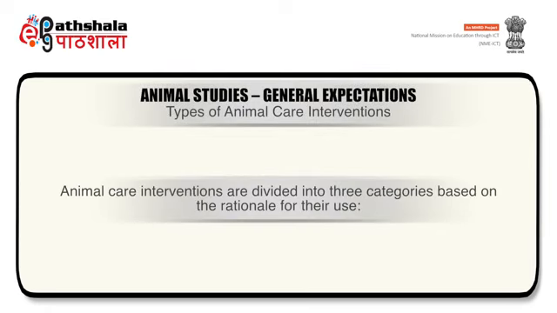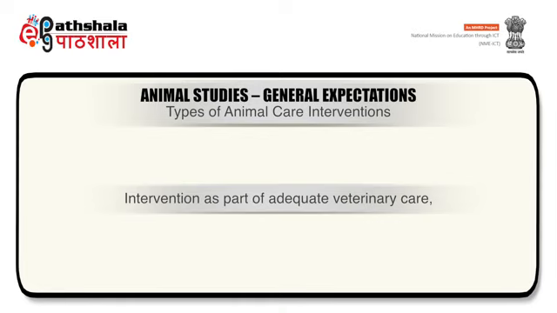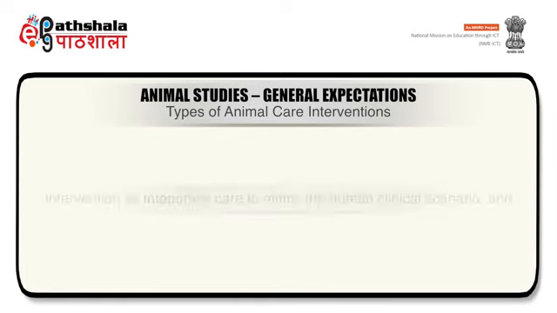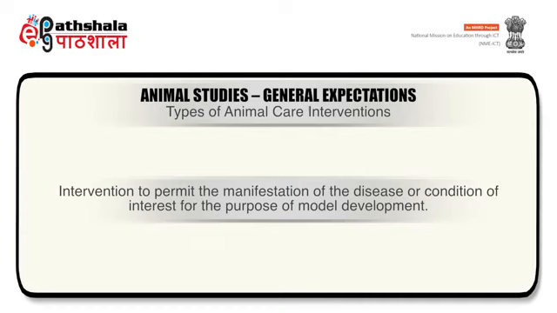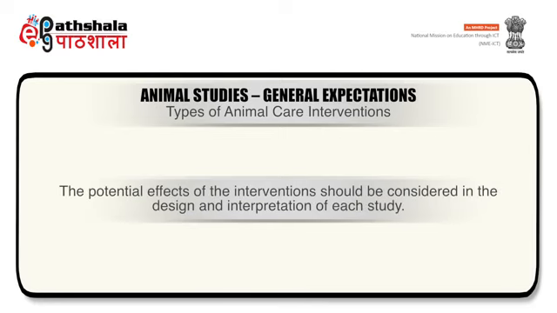The animal care interventions are divided into three categories based on the rationale for their use. The first is the intervention as a part of adequate veterinary care. The second is intervention as supportive care to mimic the human clinical scenario. And the third is the intervention to permit the manifestation of the disease or condition of interest for the purpose of model development. The potential effects of the intervention should be considered in the design and interpretation of each study.